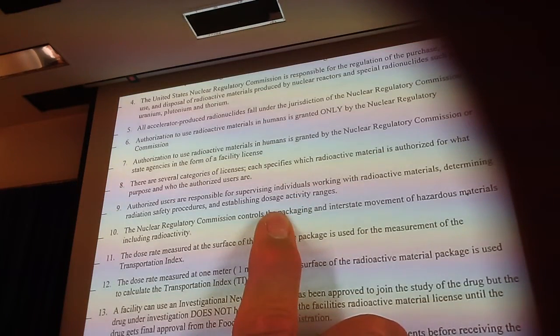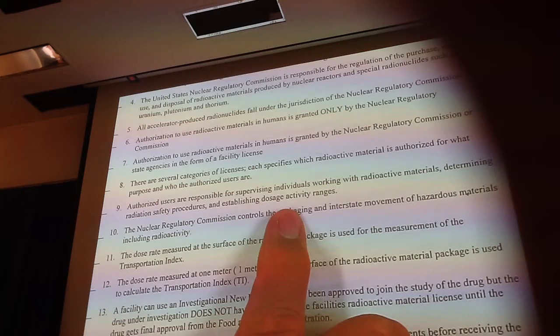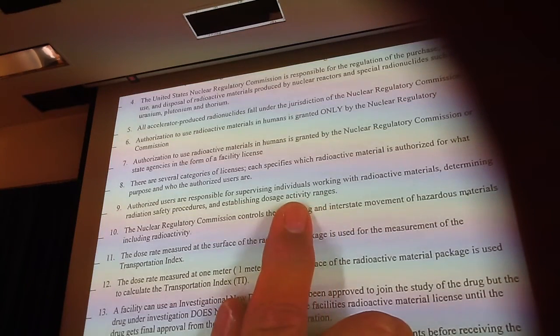Okay, number 9. So we know that number 8 is several categories. And number 9, authorized users are responsible for supervising individuals who are working with radioactive materials, determining radiation safety procedures, and establishing dose activity ranges. That's true.